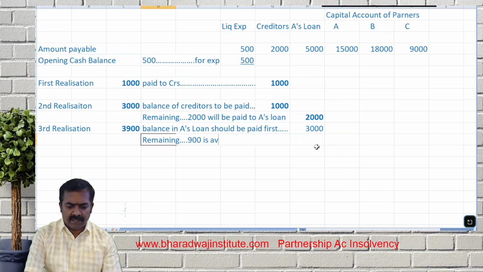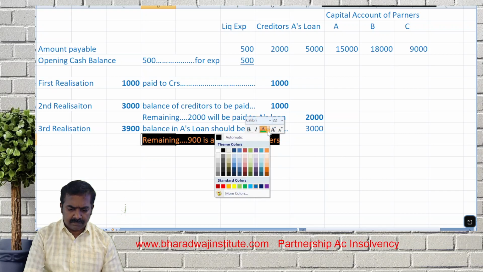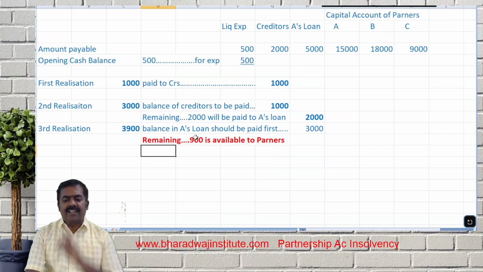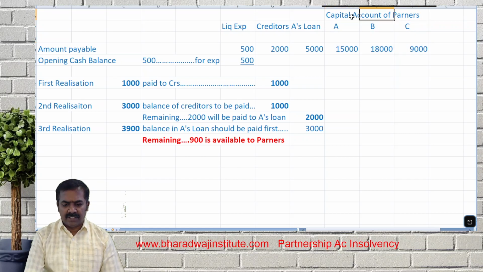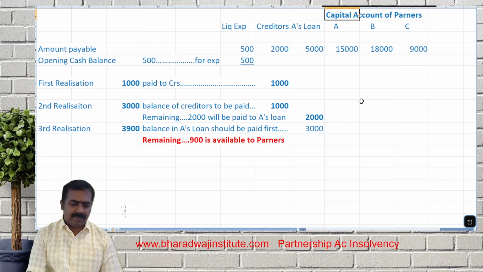900 is available to whom? Partners. The remaining 900 is available to partners. Should this 900 be given to A, B or C? That is what the first method is. What is the first method? Maximum loss method. Do you understand? Any doubt in order of payment?